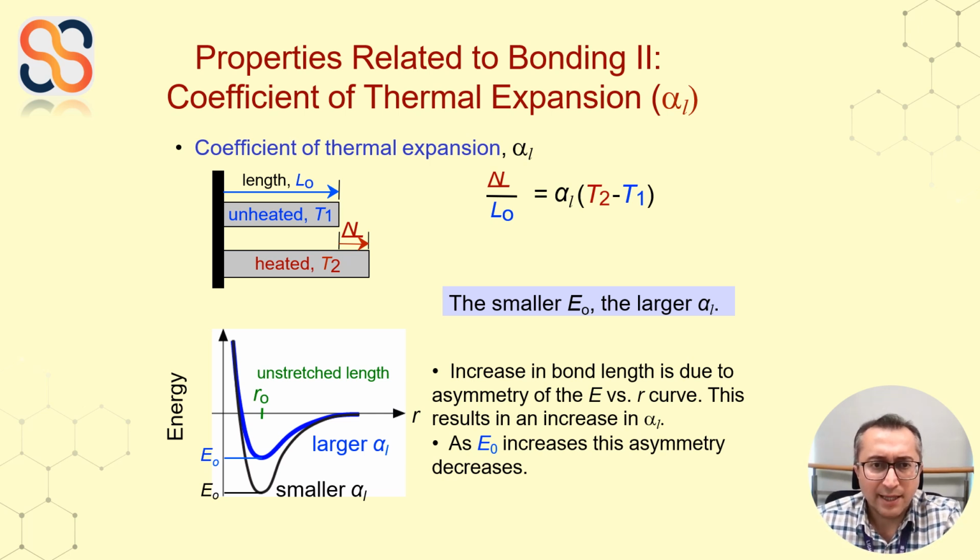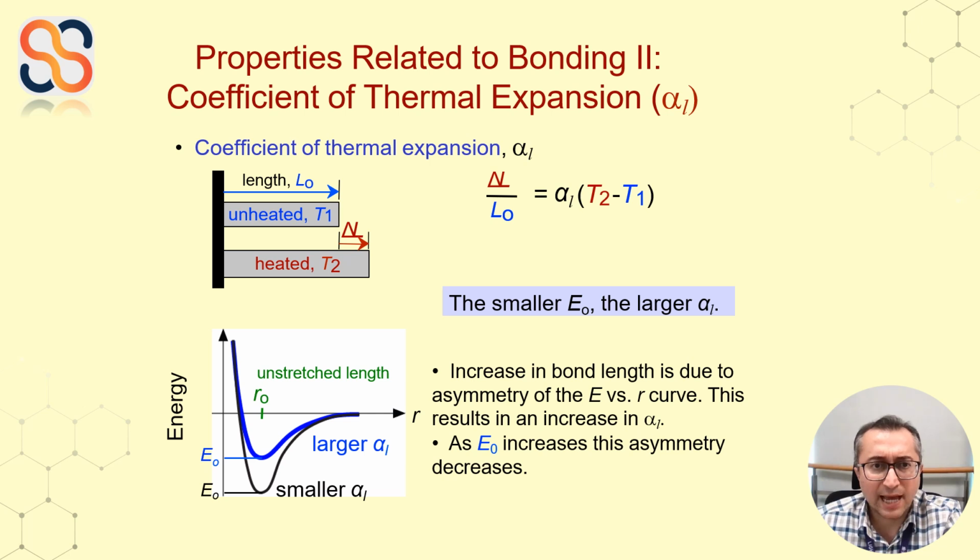So, let's connect this to bond energy. As we discussed before, E0 represents the bond energy. Interestingly, the relationship between bond energy and thermal expansion is inversely proportional. The smaller the bond energy, the larger the coefficient of thermal expansion. It means that materials with weaker bonds will expand more when heated compared to the materials with stronger bonds.